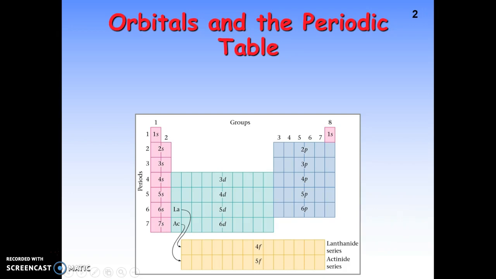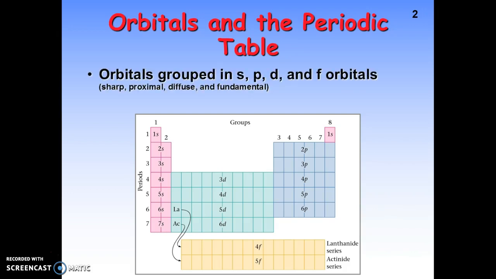So orbitals in the periodic table, we first have to understand the orbitals on the periodic table to be able to fully comprehend what's happening here with everything. Orbitals are grouped in S, P, D, and F orbitals. S means sharp, P means proximal, D means diffuse, and F means fundamental. It's not important that you remember those particular words as long as you know S, P, D, and F, and you know that they have a meaning at some point in time. You don't have to know the meaning.